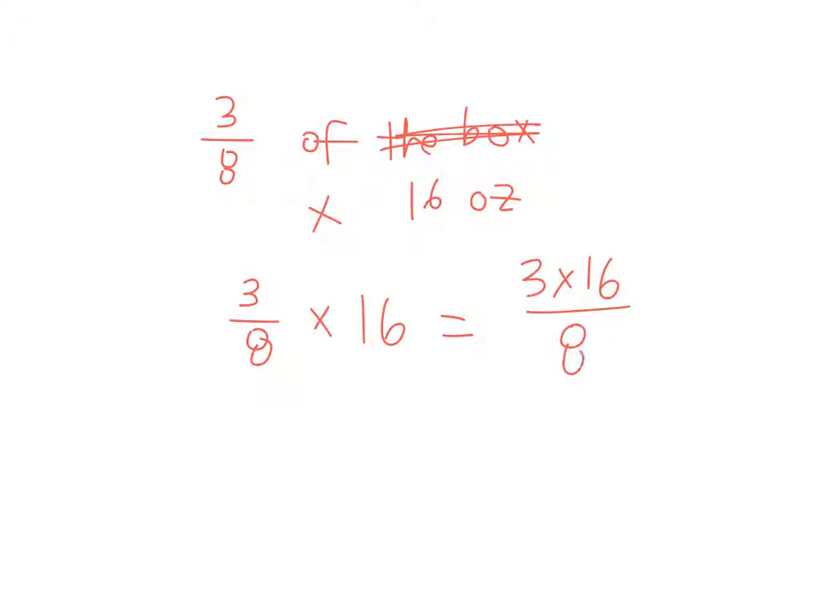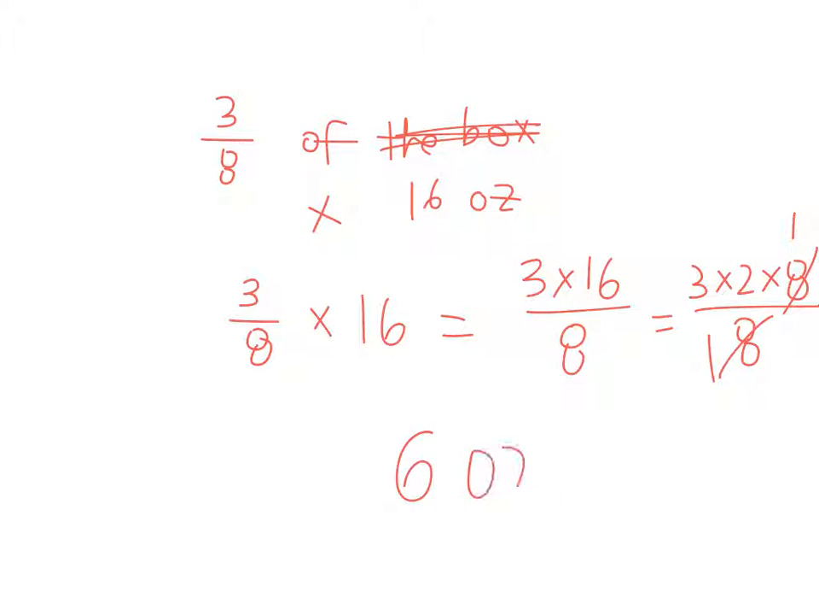Okay. Do we have multiple fact families that are the same? That's the same as 3 times 2 times 8 over 8. So I can cross those out, replace them with ones. So how many ounces are left? 6 ounces. Okay, so I want you to turn and talk to your partner.